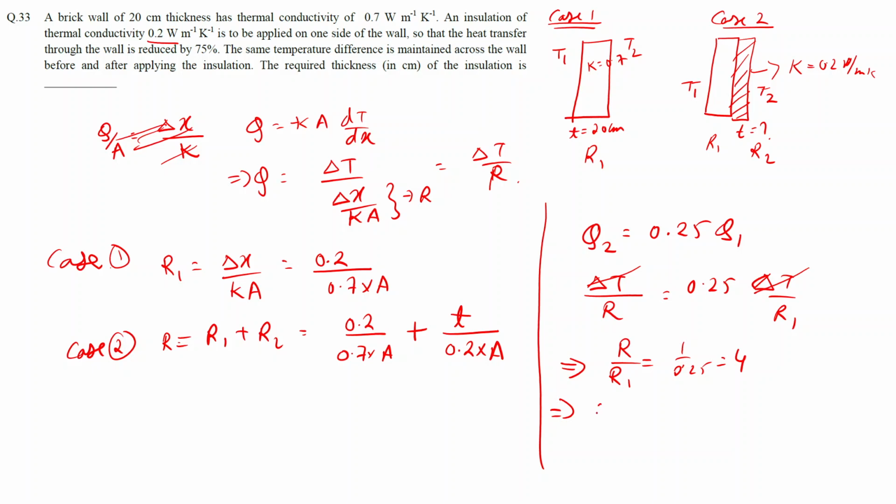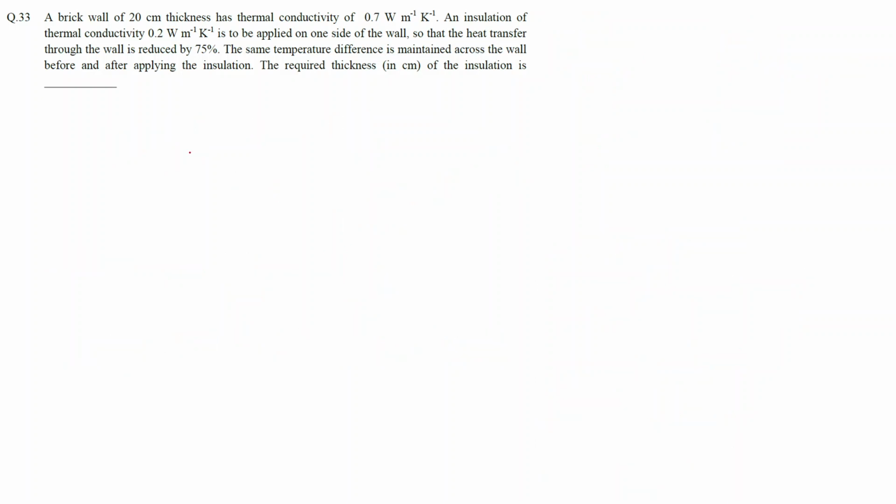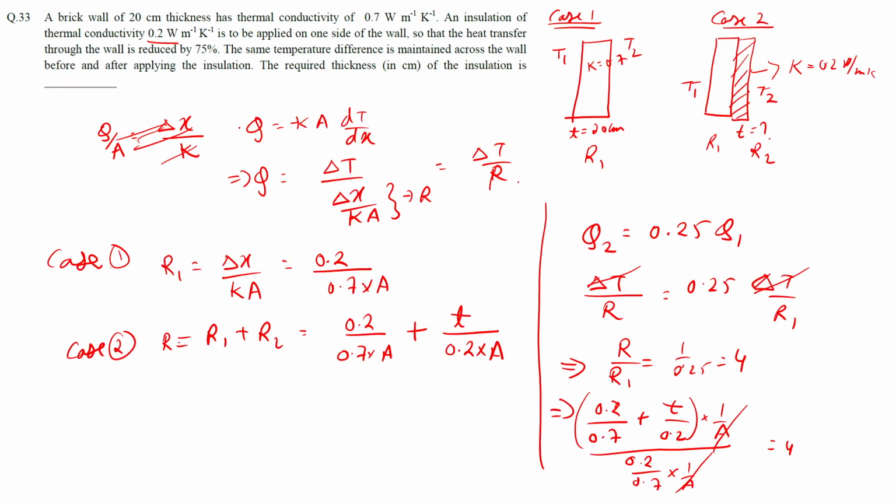This R we can replace as 0.2 upon 0.7 plus t upon 0.2, this entire thing multiplied by A, upon R1, which is 0.2 upon 0.7 into A, is equal to 4. This A will get cancelled, and we will have 0.2 upon 0.7 plus t upon 0.2 is equal to 4.